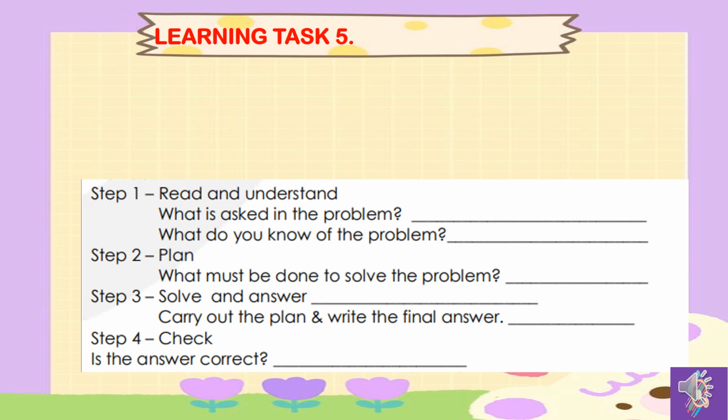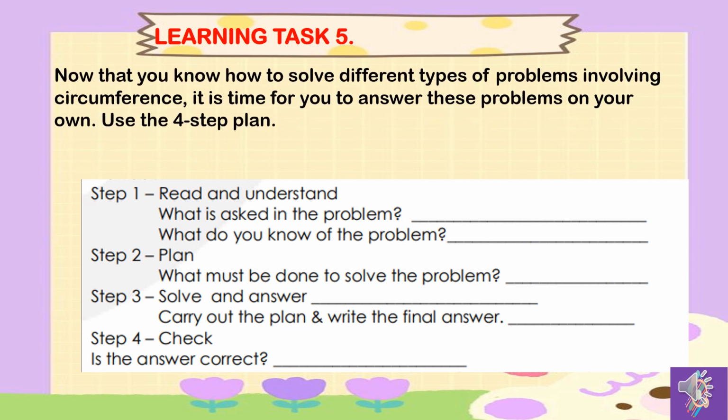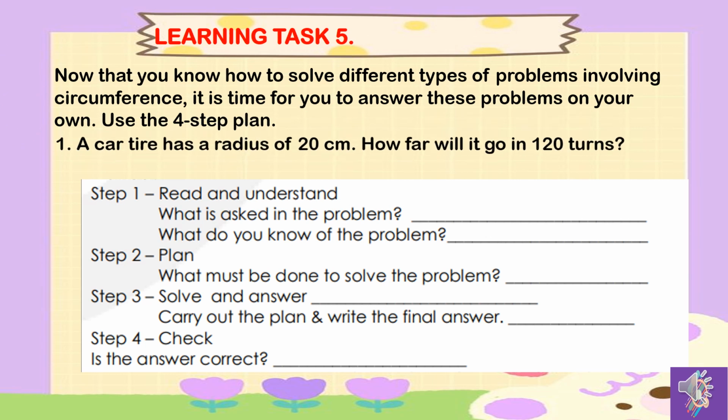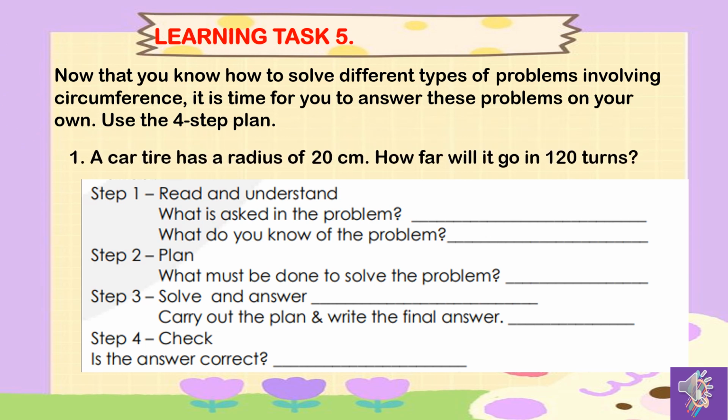Okay, so for learning task 5, now that you know how to solve different types of problems involving circumference, it is time for you to answer these problems on your own. Use the 4-step plan. So, the problem is, a car tire has a radius of 20 centimeters. How far will it go in 120 turns? So you have the 4-step plan. Step 1, read and understand what is asked in the given problem. What do you know of the problem? Step 2, plan. What must be done to solve the problem? Step 3, solve and answer. And step 4, check your answer.